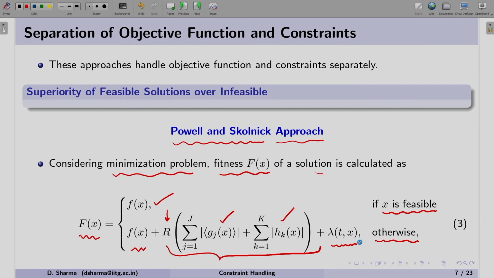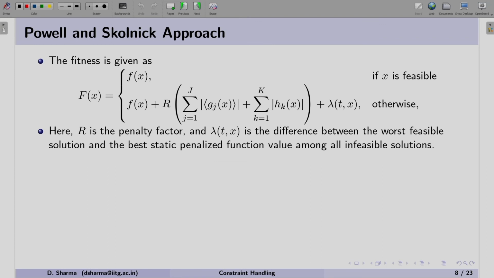Let us understand this equation in detail now. In this equation, r is the penalty factor, and lambda t x is the difference between the worst feasible solution and the best statically penalized function value among all infeasible solutions.